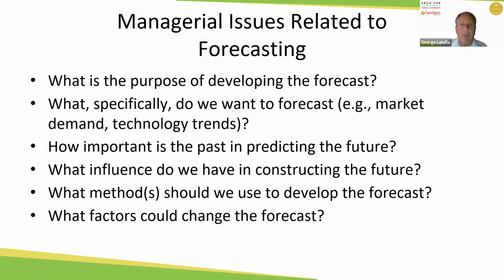So again, back on that PEST analysis, you can do a forecast for all those external things. How important is the past in predicting the future? Think about that with COVID. So we saw a lot of trends stop and reverse with COVID. So the question all the food companies are thinking about is, are these trends going to continue, or do people want to go back to the way they were doing things? What methods and what factors could change the forecast?